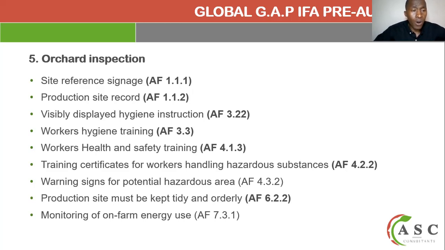All right, let's now move on to the next point, which deals with workers' health and safety training, as well as workers' hygiene training. As you can see, both of these are bolded, which means they are major must requirements. It's very important that at the beginning of each season, workers are provided with hygiene and health and safety training. To prove that this training has been conducted, evidence in the form of an attendance register with the names and signatures of the attendees or workers must be present, and it must be kept on file.